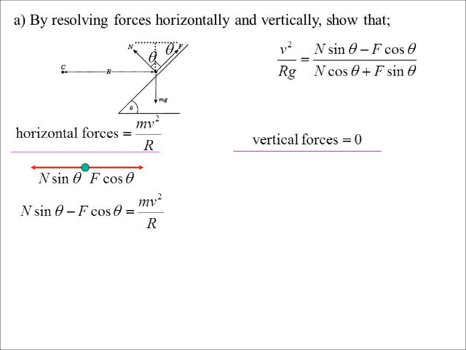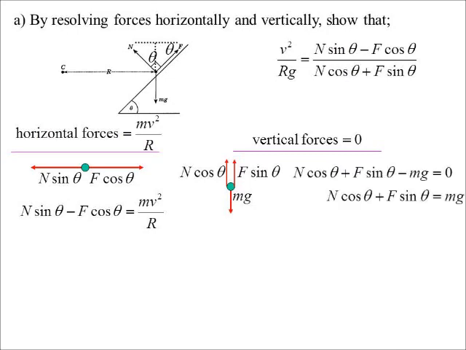Okay, let's have a look at the vertical forces. We have a component of the normal force going up. The frictional force is also going up. Gravitational force is going down. They will all sum to give 0. And I get the bottom of the fraction now. N cos theta plus f sine theta is mg.